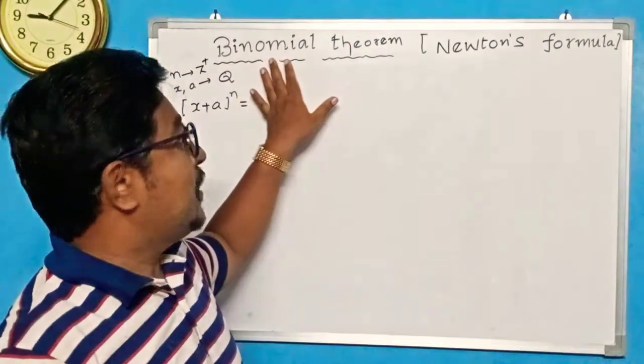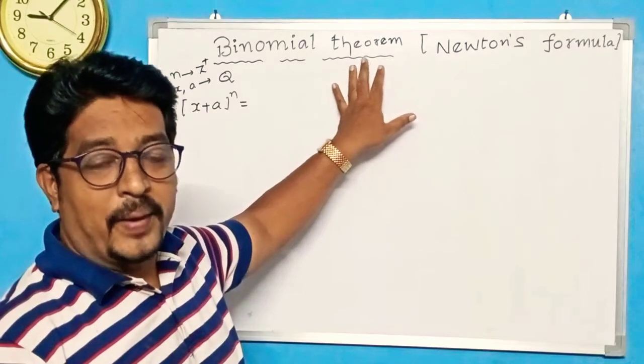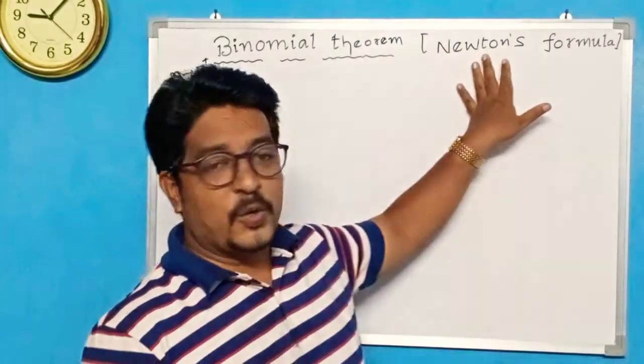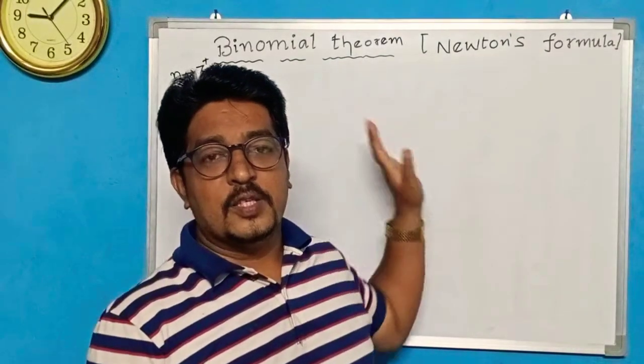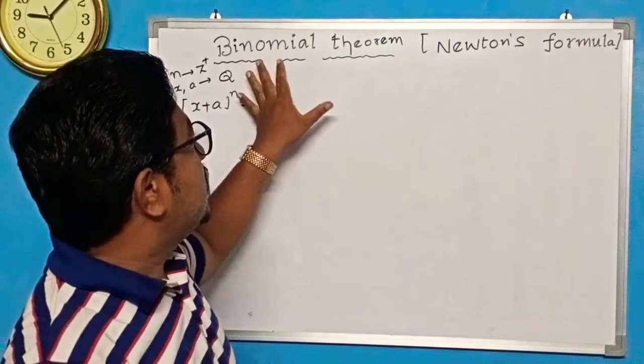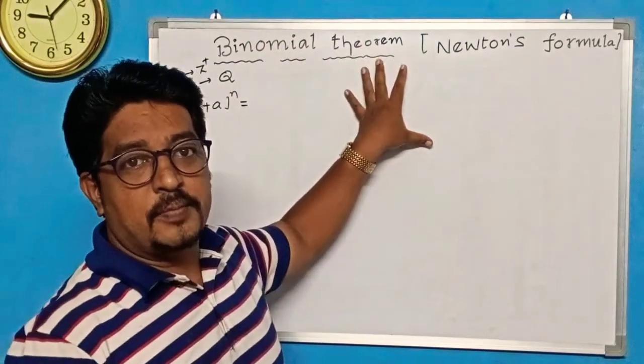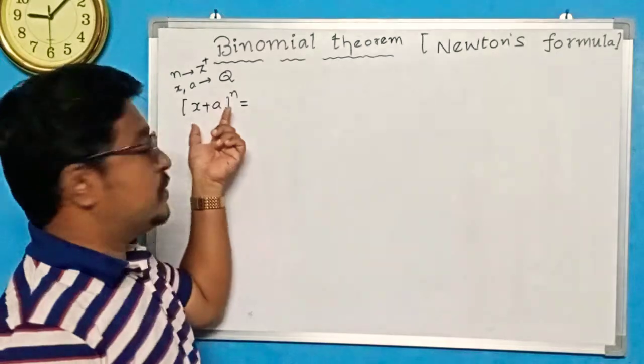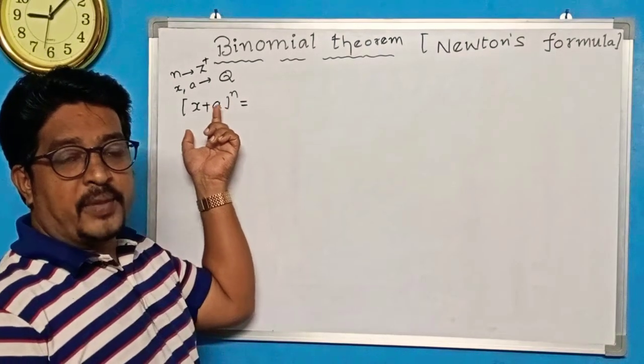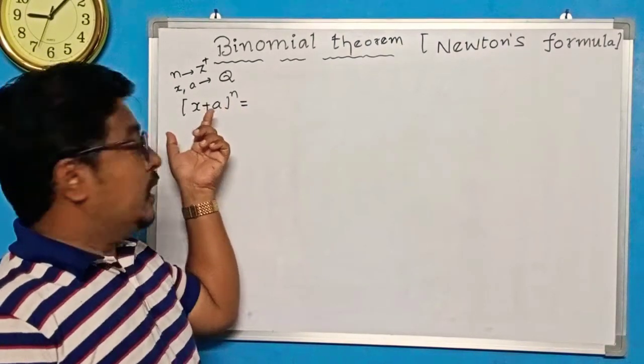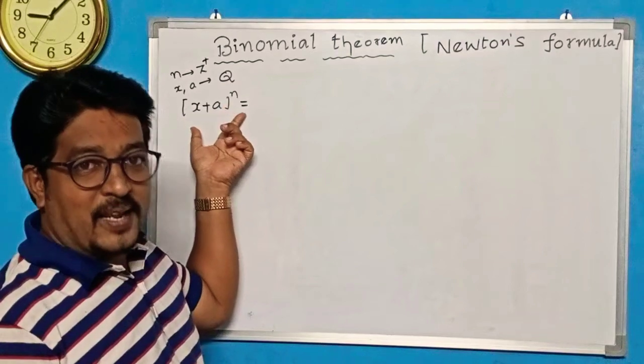Today my topic is the binomial theorem. The binomial theorem is also called Newton's formula. In this concept, we take two terms: x is one term, and a is another term. These two terms we call a binomial.